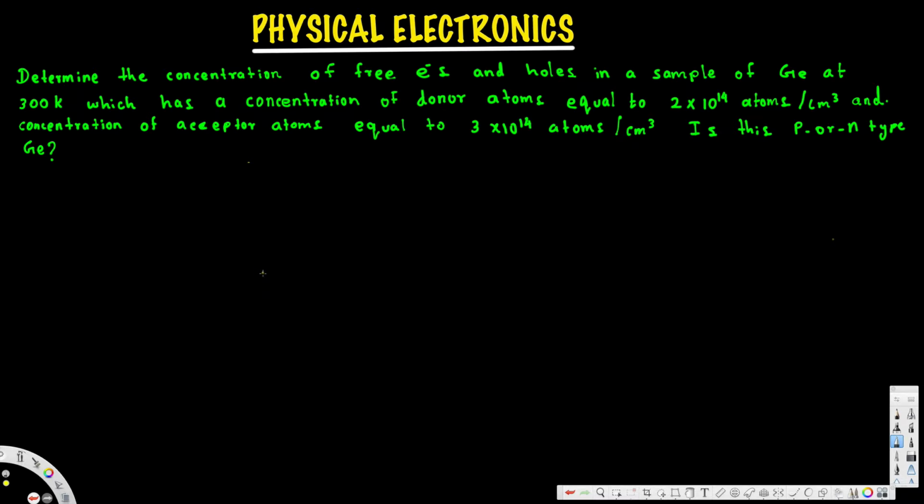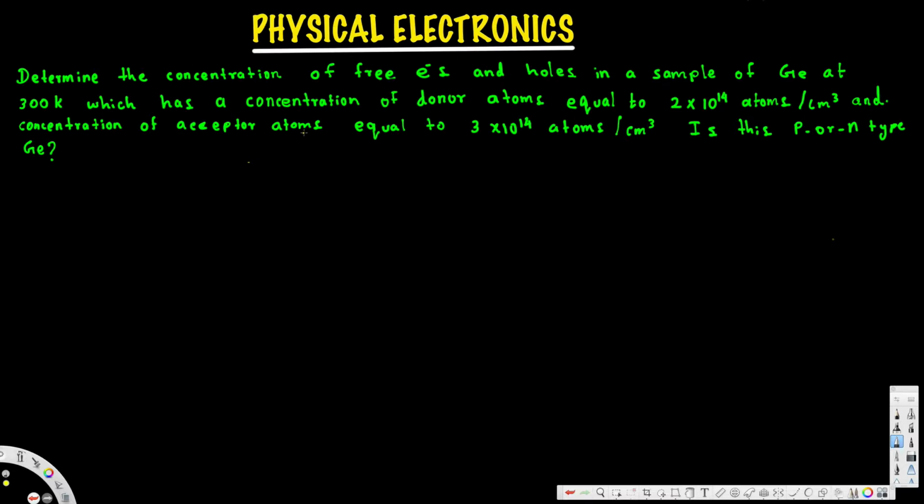Let's look at this problem right here. The question is asking: determine the concentration of free electrons and holes in a sample of germanium at 300 Kelvin, which has a concentration of donor atoms equal to 2 times 10 to the power of 14 atoms per centimeter cube, and a concentration of acceptor atoms equal to 3 times 10 to the power of 14 atoms per centimeter cube. Is this P or N type germanium? Okay. Now here they are asking whether it is P or N type.